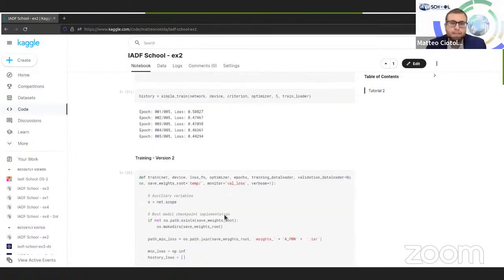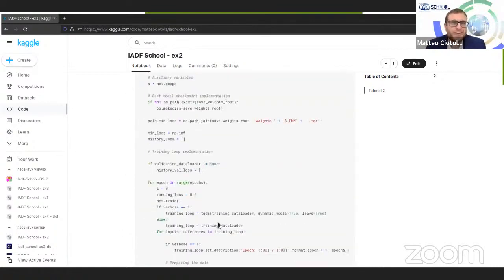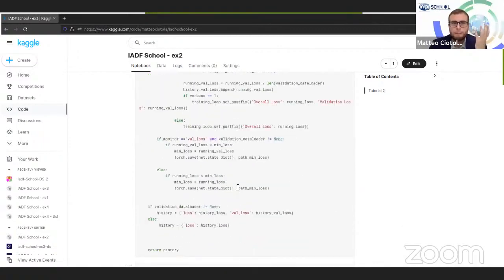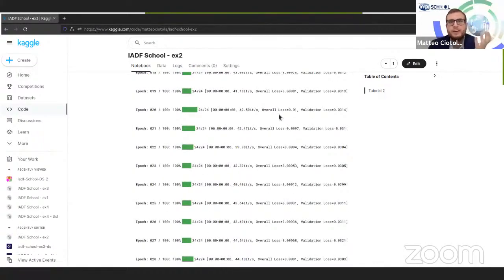I have also written a second version of the training function that is a little bit more complicated, but substantially the core is the same. In this case, I have tried to create a function more similar to the fit method of TensorFlow, giving you a prettier representation of the training with the increasing bars and colors and so on. Don't care about them.